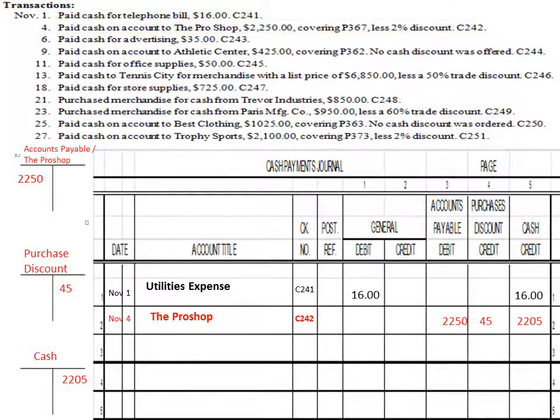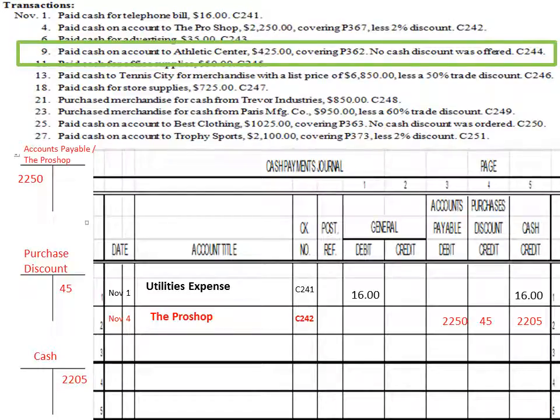Now, let's take a look at another transaction. We're going to pay cash on account to the Athletic Center for $25, covering purchase order 362. No cash discount was offered. So in this case, we didn't pay in time, we didn't get a cash discount. So how would we enter that in? Well, November 9, we're basically going to take the Athletic Center, because that's our accounts payable debit. We're going to go C244, accounts payable debit of $425, and the cash was $425.